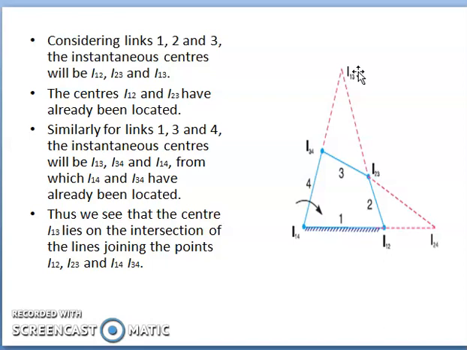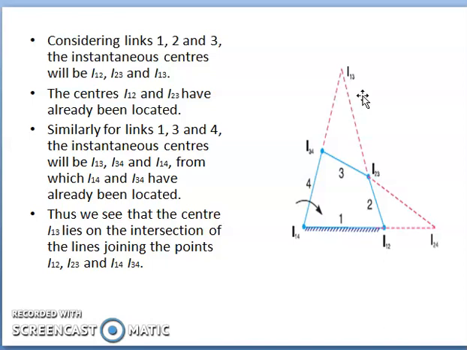So we have to take a combination of three links at a time, and by Kennedy's theorem, since the instantaneous centers are going to lie on the same straight line, knowing any two instantaneous centers, the third instantaneous center will be on the line connecting those two. So if you have any number of links or any number of neither permanent nor fixed instantaneous centers, you can apply Kennedy's theorem for three links at a time and find out the instantaneous centers.